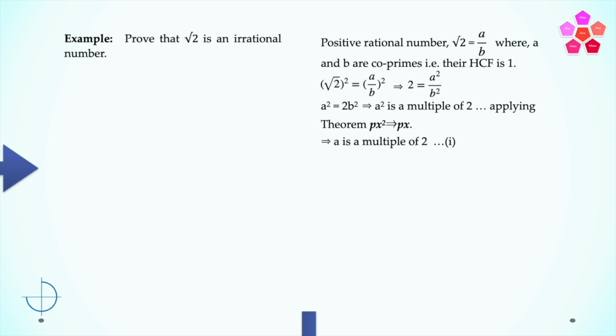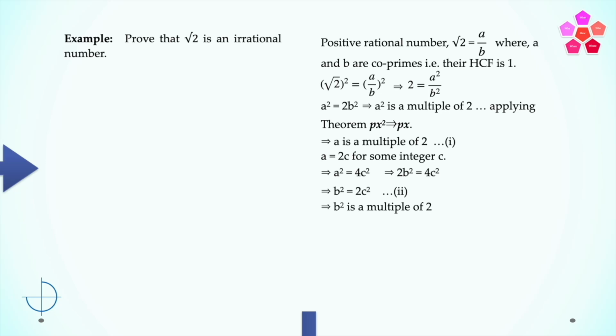Now let's assume a is equal to 2c for some integer c. Squaring both the sides, we have a square is equal to 4c square, which in turn implies that 2b square is equal to 4c square. In turn, this gives b square is equal to 2c square. Now if that is the case, then b square is a multiple of 2 also.